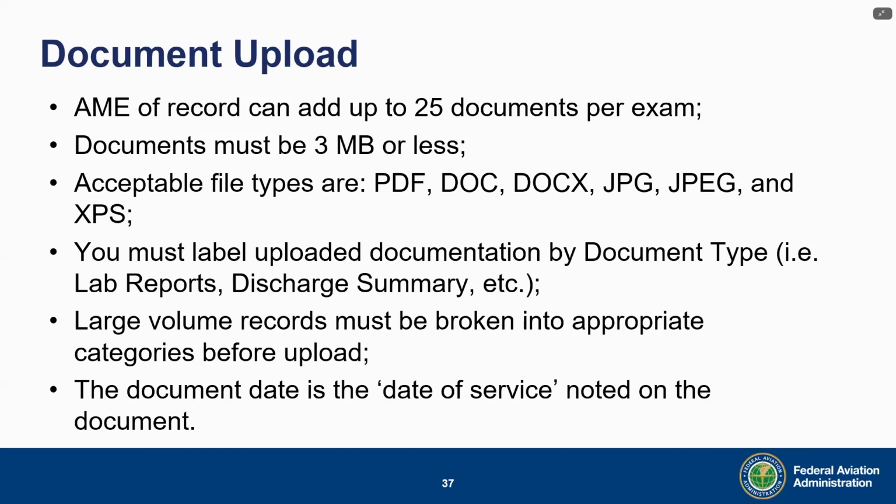When you upload those documents, you need to label them individually: lab reports, discharge summary. Large volume records should be broken down into the appropriate categories. Often we'll get 30 pages scanned into one file, and that does take us longer. We have to send it over and have it broken apart. So if you can break those apart into individual files, it does help out our review and the time that it takes to review those documents.